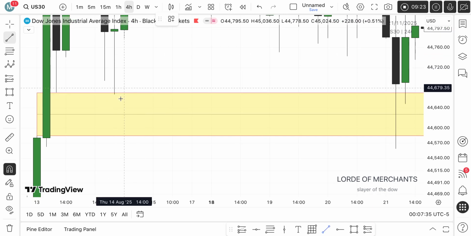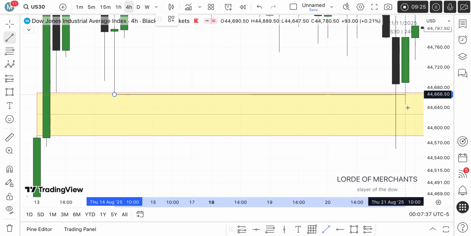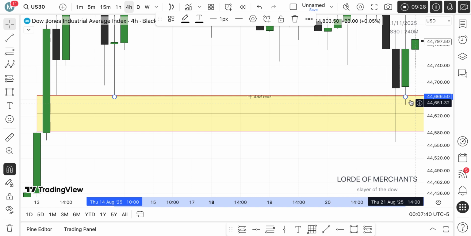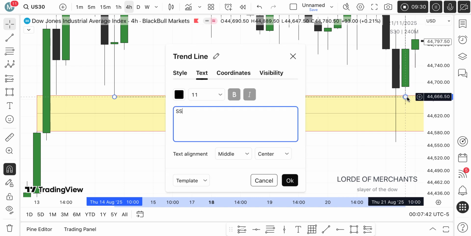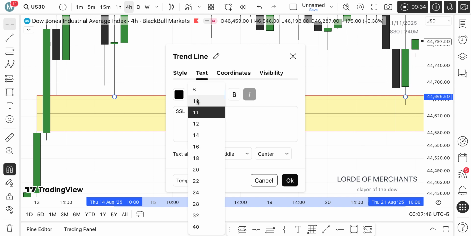So I mark the liquidity level inside the fair value gap right there. You see? I'm going to mark this one as sell side liquidity, put it at the center right there, and then put it in bold. You can have it possibly at 18 right there.